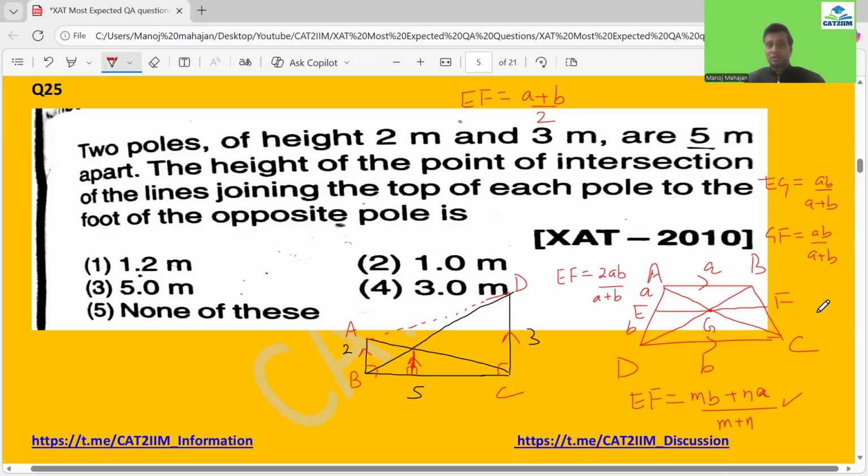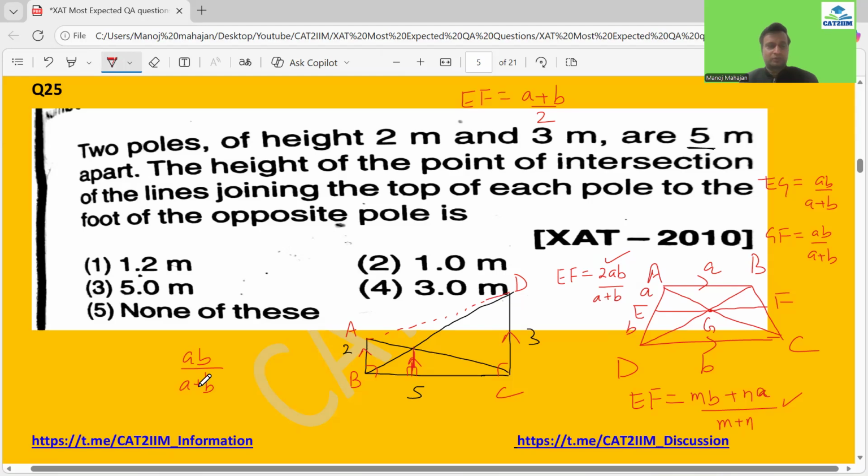I'm not here to teach all the concepts out here. So this is not a complete line, okay? So if it would have been a complete line, the answer would have been 2AB upon A plus B. They are asking only till the intersection point of the diagonals. So that would be what? A into B upon A plus B.